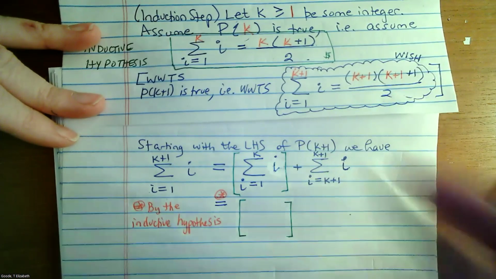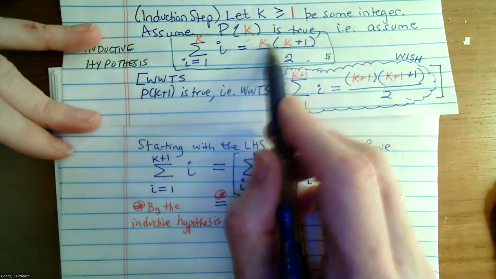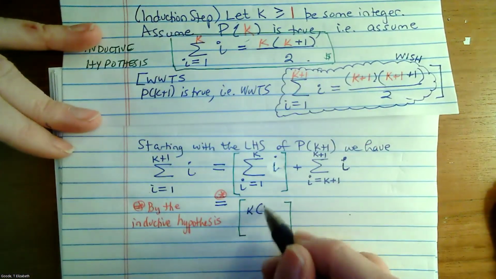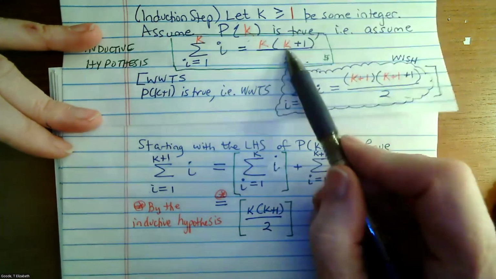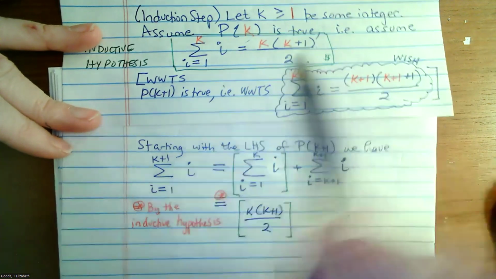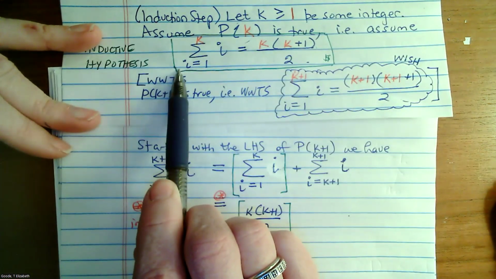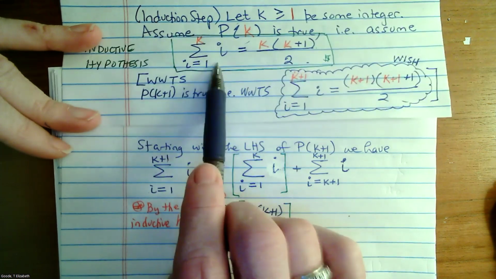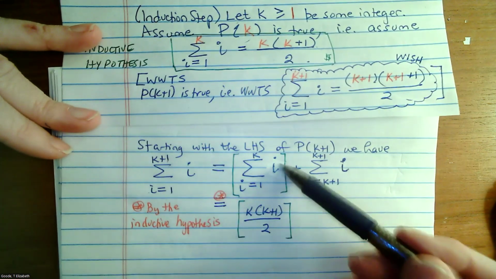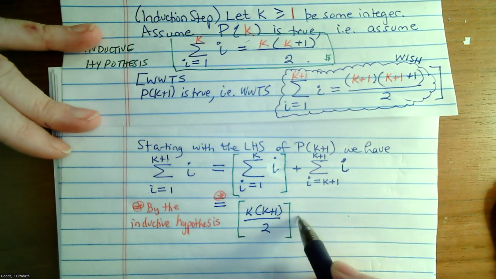It's good etiquette. We're substituting in k times k plus 1 over 2, which is the right-hand side of P of k, for the left-hand side of P of k, which is what we assumed is true. We know these two sides are equal because this was our inductive hypothesis. That's where that substitution happens.